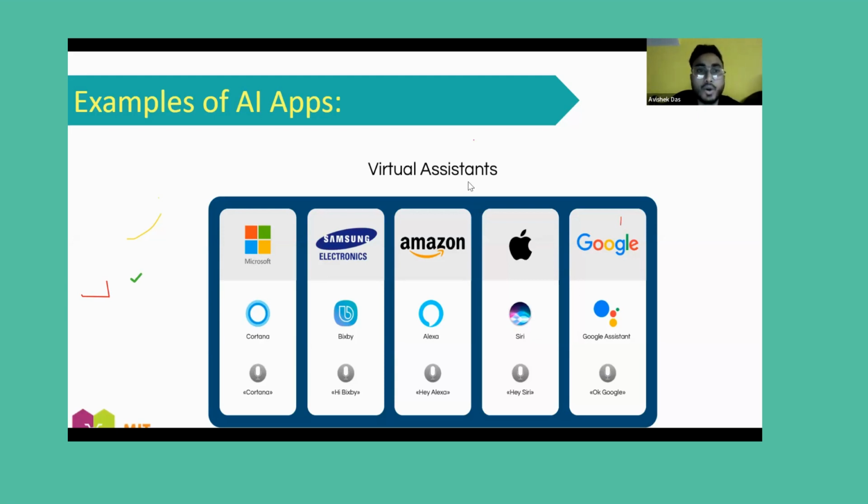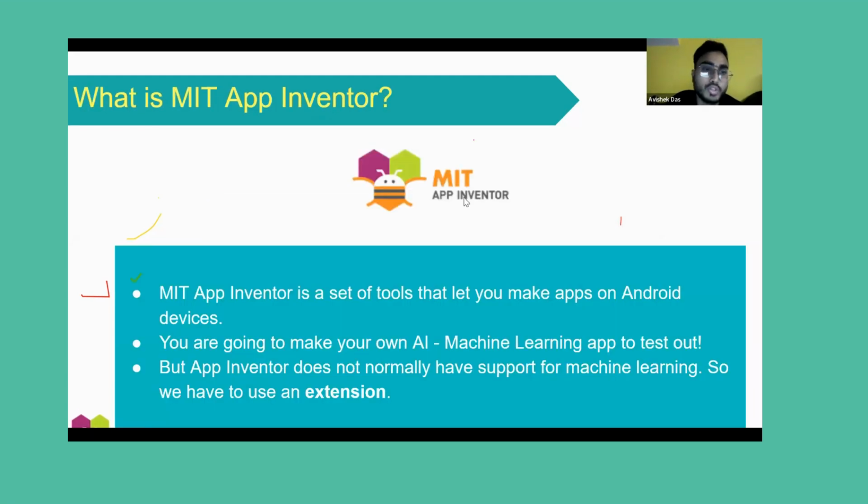Now let's understand what MIT App Inventor is, the website that we are going to work on today. MIT App Inventor is a set of tools that lets you make apps on Android devices. If you want to make the apps today and you have an Android mobile, you can bring it, because the apps can be used on your Android devices. You're going to make your own AI machine learning app to test it out.